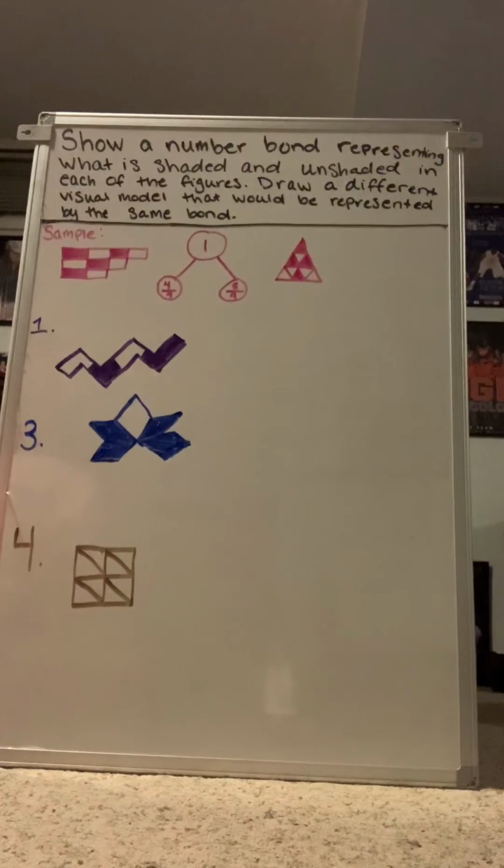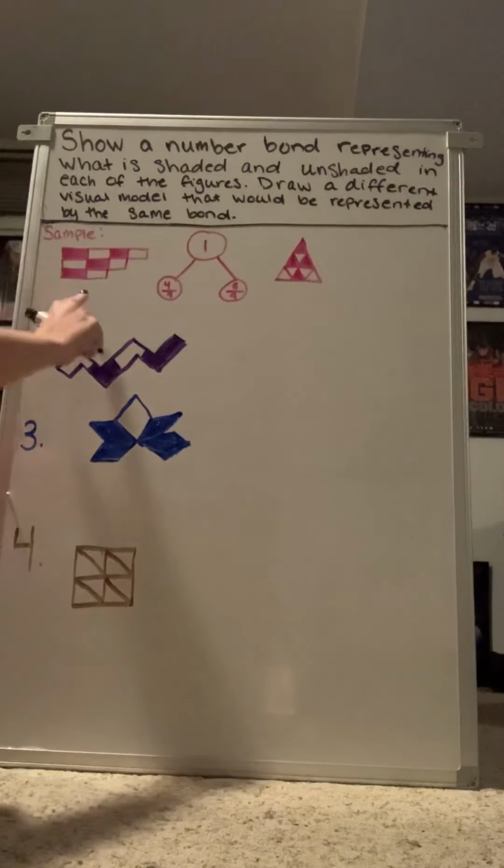Today we will be working on Lesson 8 homework. It says, show a number bond representing what is shaded and unshaded in each of the figures. Draw a different visual model that would be represented by the same number bond. So, I drew out the sample.